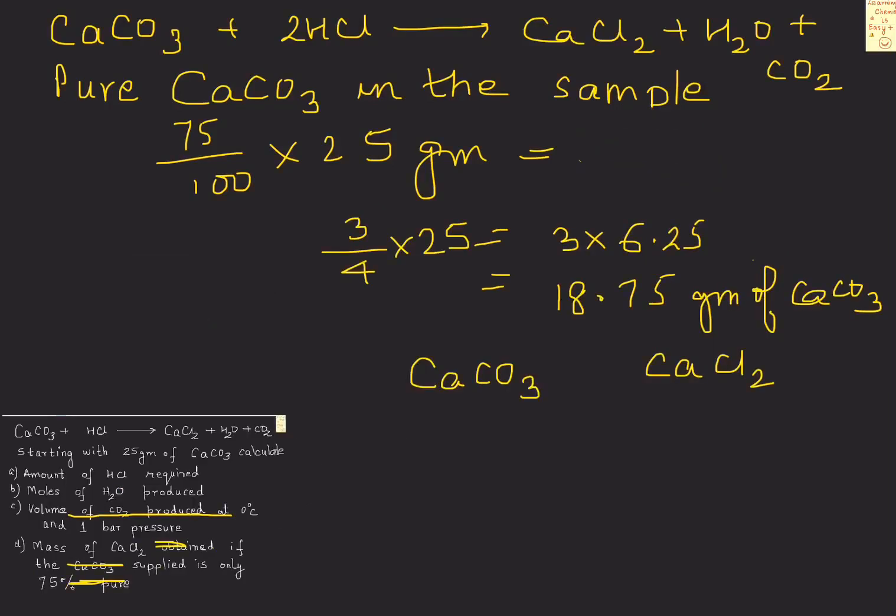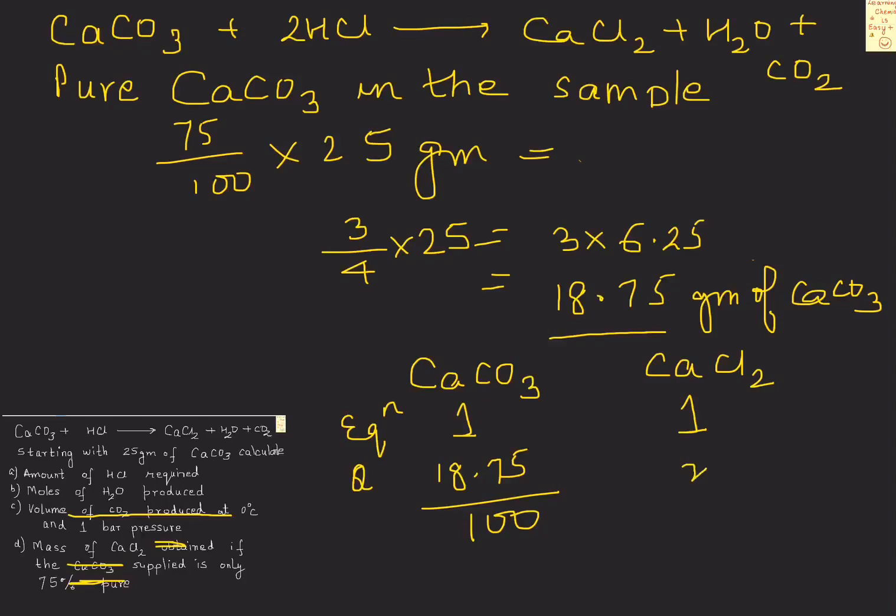Have you got it? It's 18.75 grams of calcium carbonate. Now, 1 mole of calcium carbonate is giving us 1 mole of calcium chloride. How many moles of calcium carbonate? This is according to the equation. This is according to the question. So, the number of moles of calcium carbonate now is 18.75 divided by 100.